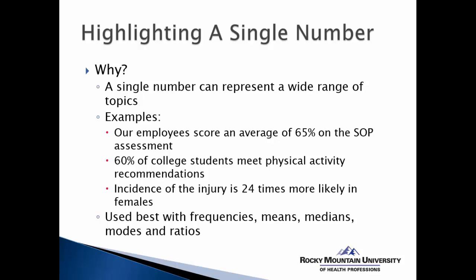So some examples in which we've got an important number that we want to highlight might be, our employees score an average of 65% on the standard operating procedure assessment, or 60% of college students meet this recommendation. So these are situations in which we've got one point we want to make using one single number to make that point, and so we want to emphasize that as we present that particular piece of data. This situation is usually used best if we've got a frequency, a mean, a median, or mode, or some kind of a natural ratio that we want to highlight to make our point.